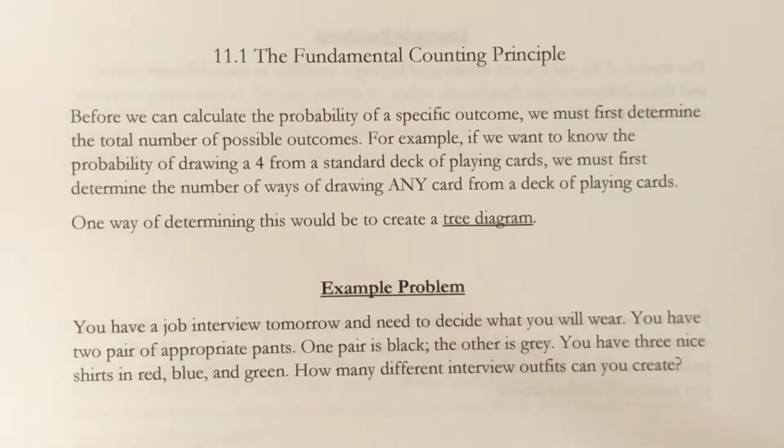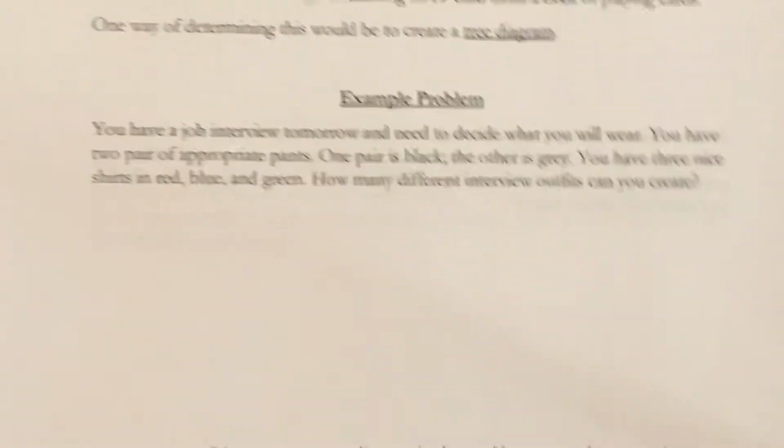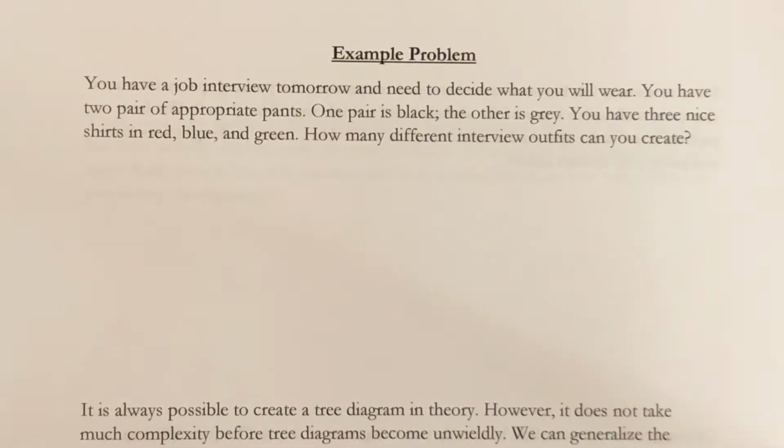So the first 3 sections in this chapter, we are just going to be discussing different ways of calculating the total number of ways something can happen. Now, one way of doing that would be to create a tree diagram. So for example, let's say you have a job interview tomorrow and you need to decide what you will wear. You have 2 pair of appropriate pants. One pair is black and the other is gray. You have 3 nice shirts in red, blue, and green. How many different interview outfits can you create?